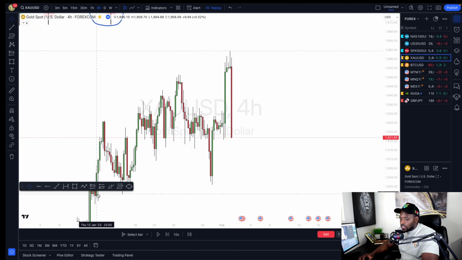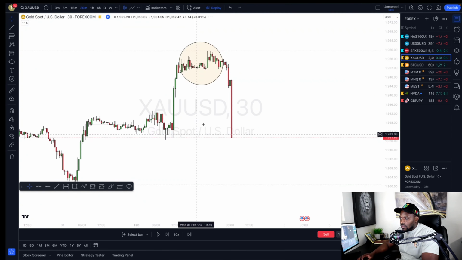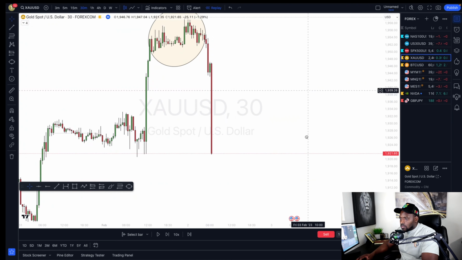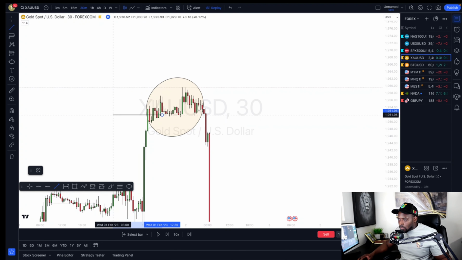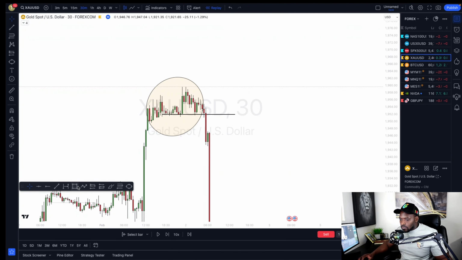Honestly, there's probably a setup in there that just didn't. There's a setup in here. It just didn't pull back to it, right? It didn't pull back to it, but there's a setup in here, and let's take a look at it. Basically, the setup is the support and it just didn't pull back to it.